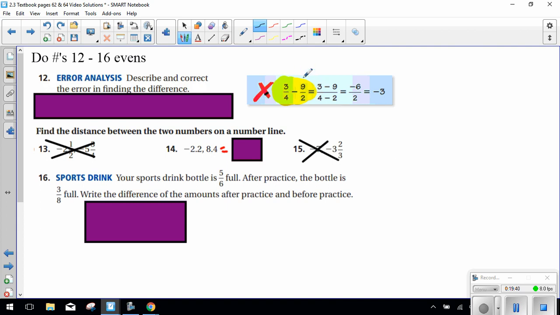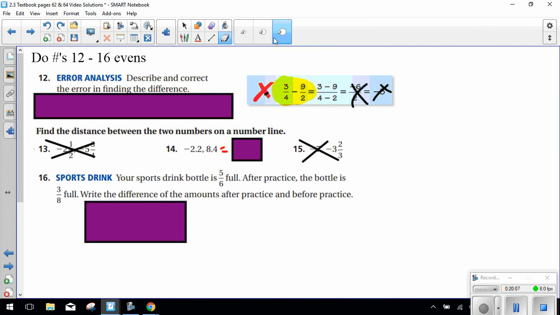I think the error in this one is pretty obvious. They took 3/4 minus 9/2, and they simply just stuck minus signs. So that's wrong. You know, when you work with fractions, you need a common denominator. You don't just subtract straight across. So the error is that the student did not find a common denominator. He or she just subtracted straight across. So all of this is wrong.